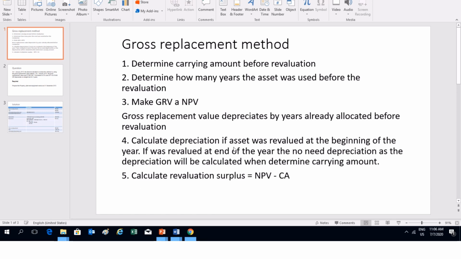Calculate revaluation. How to calculate revaluation surplus? NPV less the carrying amount. You see, there's no GRV, but it's what? That replacement value less carrying amount. Let's look at that example.